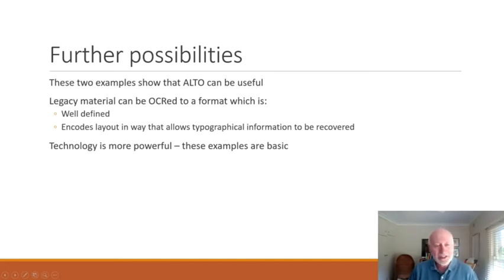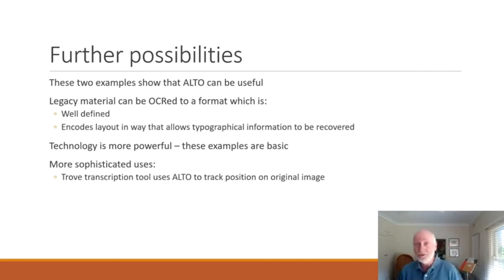A couple, or at least one use that people have put it to, is in annotation tools, where you see an image of a page and a text representation that you can edit, and to keep the positioning in those two sources corresponding. The original source has an ALTO representation which is fed into the editing tool so that you keep the same position. And this is how the transcription tool at the Trove newspaper collection works.